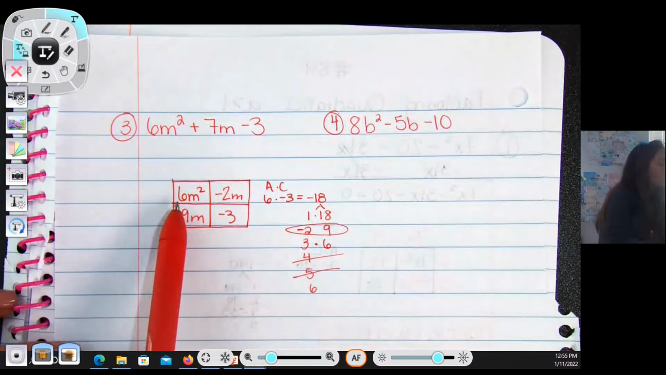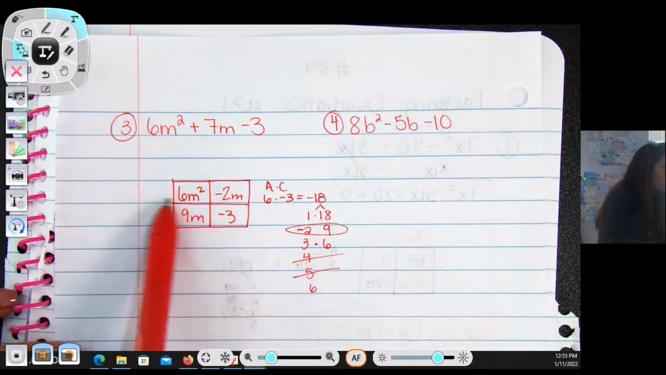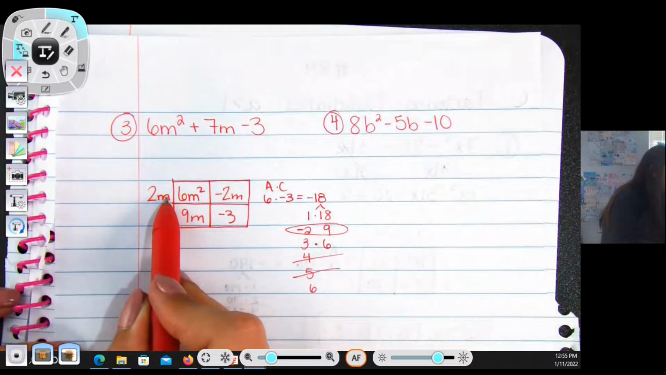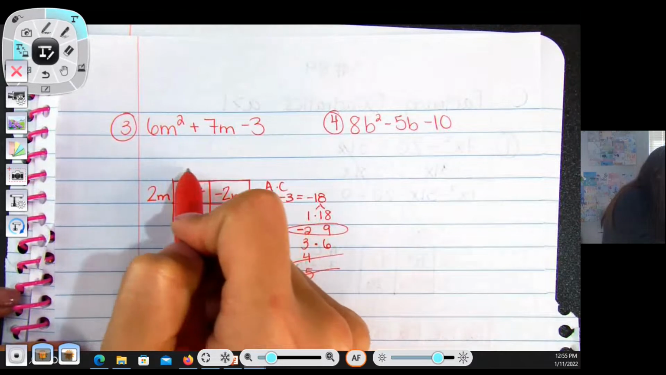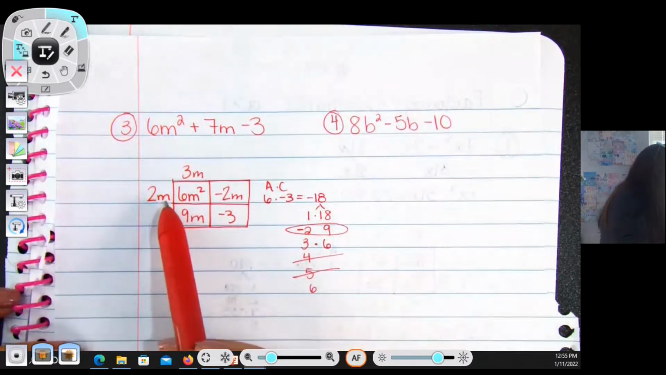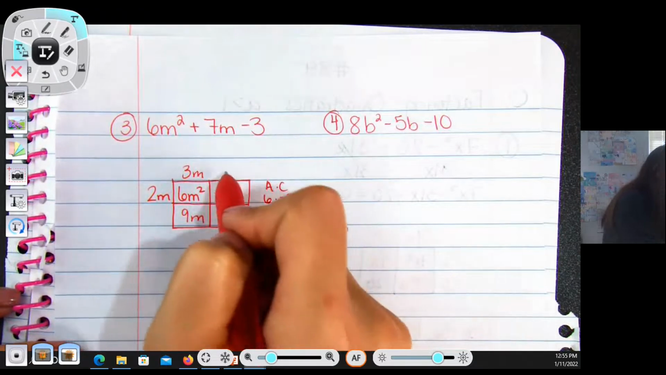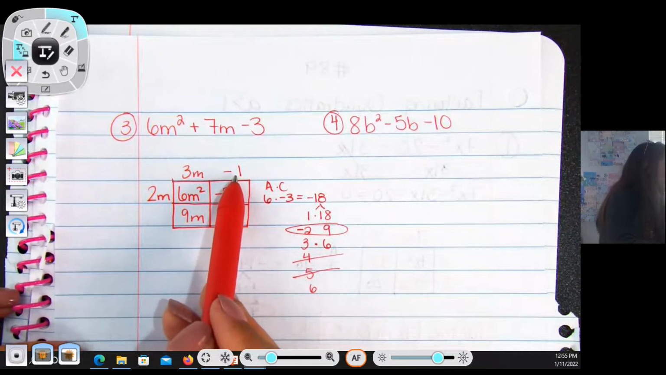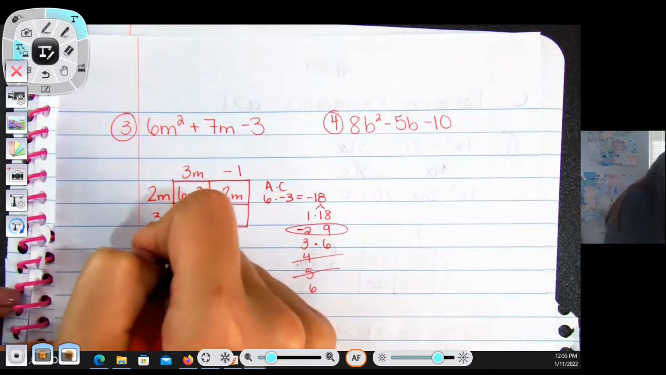So if this is 6m squared and this is negative 2m, what's the greatest common factor that you can remove? 2m. 2m multiplied by what makes 6m squared? 3m, good. 2m multiplied by what makes negative 2m? Negative 1, not m, because you already have the m out front. So negative 1 multiplied by what makes negative 3? 3. Yay, I did it all right.